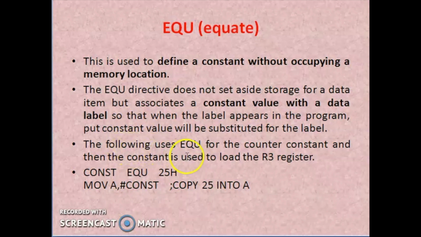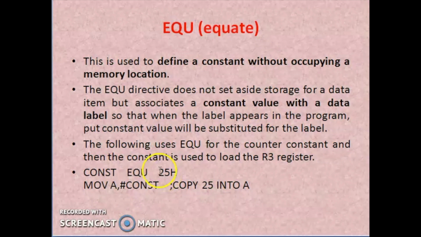For example, we can see that const EQU 25H, MOV A, #const, which means that the accumulator is loaded with the value const, that is, it is given an immediate value const, and const is equated to 25, which means that wherever the const value appears in the program, we are using the value 25. So this is the main use of EQU, that is, equate. So the accumulator is now loaded with 25.